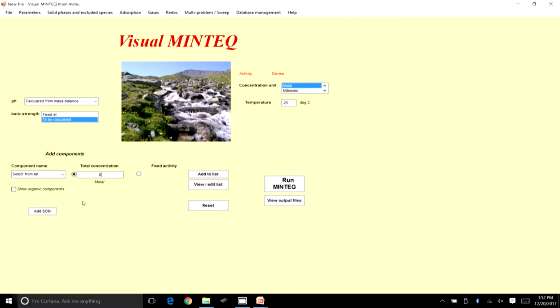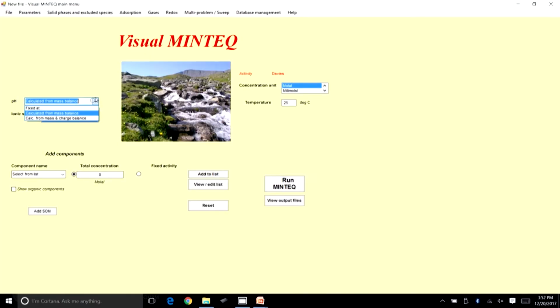So first I am going to look at various aspects. Here is one aspect: is the pH fixed or calculated from mass balance? Right now we do not know the pH, do we? So I am obviously not going to fix it. I am going to say calculated from mass balance. Ionic strength can be fixed at a particular value or calculated. I am going to leave it at calculated, but for our system ionic strength is not going to play a huge role because it is a dilute system anyway. So let us look at what else.